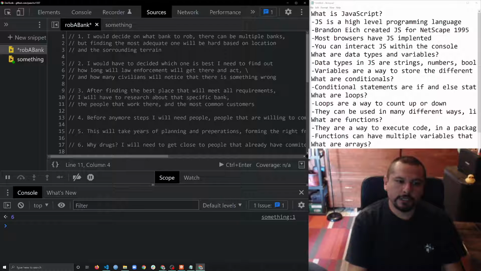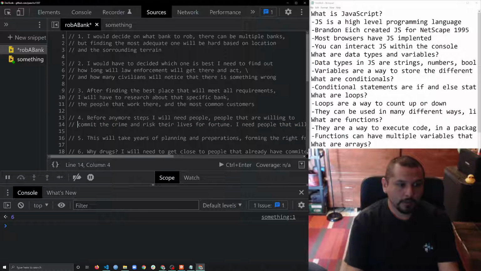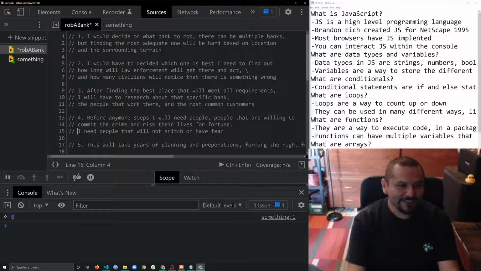Before any more steps, I will need people that are willing to commit the crime and risk their lives for fortune. Interesting. So he needs to find the right type of people. I will need people that will not snitch or have fear.